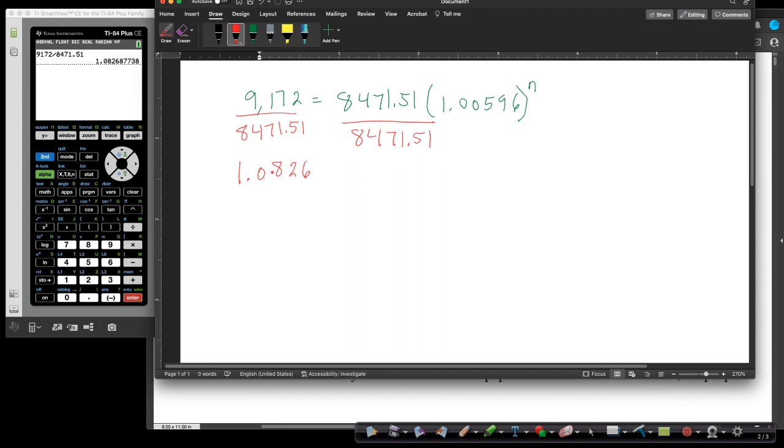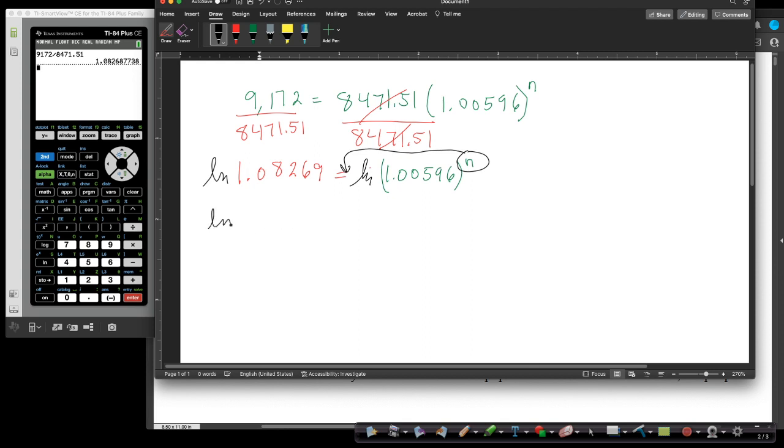1.0826. 1, 2, 3, 4, 6, 8, but that gets rounded up to 9. Okay, and then this is just 1, so those canceled out, and we're equal to 1.00596 raised to the n power. And now we're going to take the natural log of both sides. The reason we do this is because log properties say that the exponent can come down in front. This is the only algebraic tool we really have, is to take the natural log. Then we can use the logarithm properties and the exponent will come down in front.